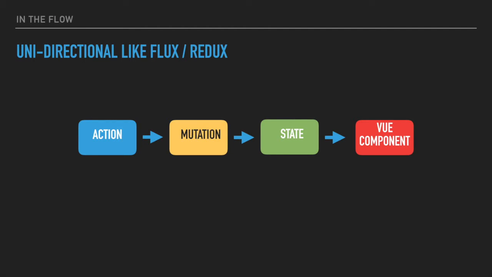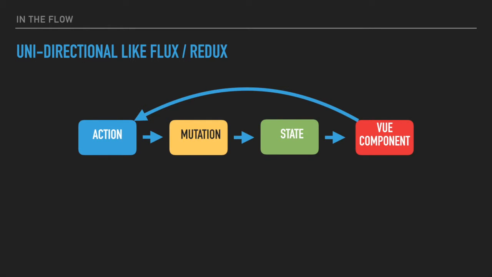Yeah, it's a unidirectional flow, like FLUX and Redux. So we have an action which takes the store. It uses a dispatch method to dispatch a mutation. And the mutation takes the state as the first argument, and it's a function that mutates the state. Now, when the state updates, Vue's reactivity system does the hard work of updating the Vue layer to reflect this new state. So you can think of it quite simply as a unidirectional flow like FLUX and Redux.